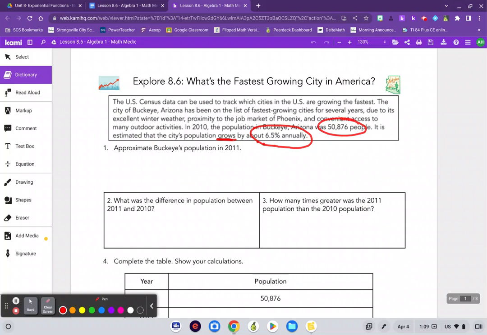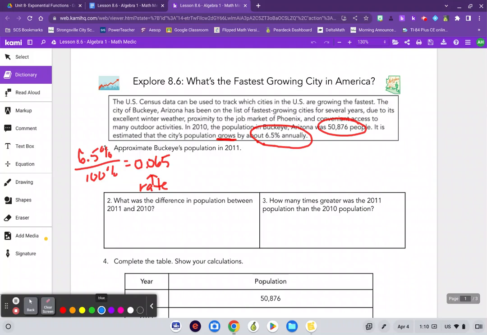All right, so 6.5%. Well, I know I want to multiply this 6.5% by the 50,876, but if I'm looking at it in terms of a rate, I need to take the 6.5% out of percent form. So what I'm going to do is say, okay, well, 6.5% divided by 100% would be 0.065. And so that is my rate. So I don't multiply by the percent as is. I need to turn it into a rate that I will multiply by. And so I need to take it out of percent form.